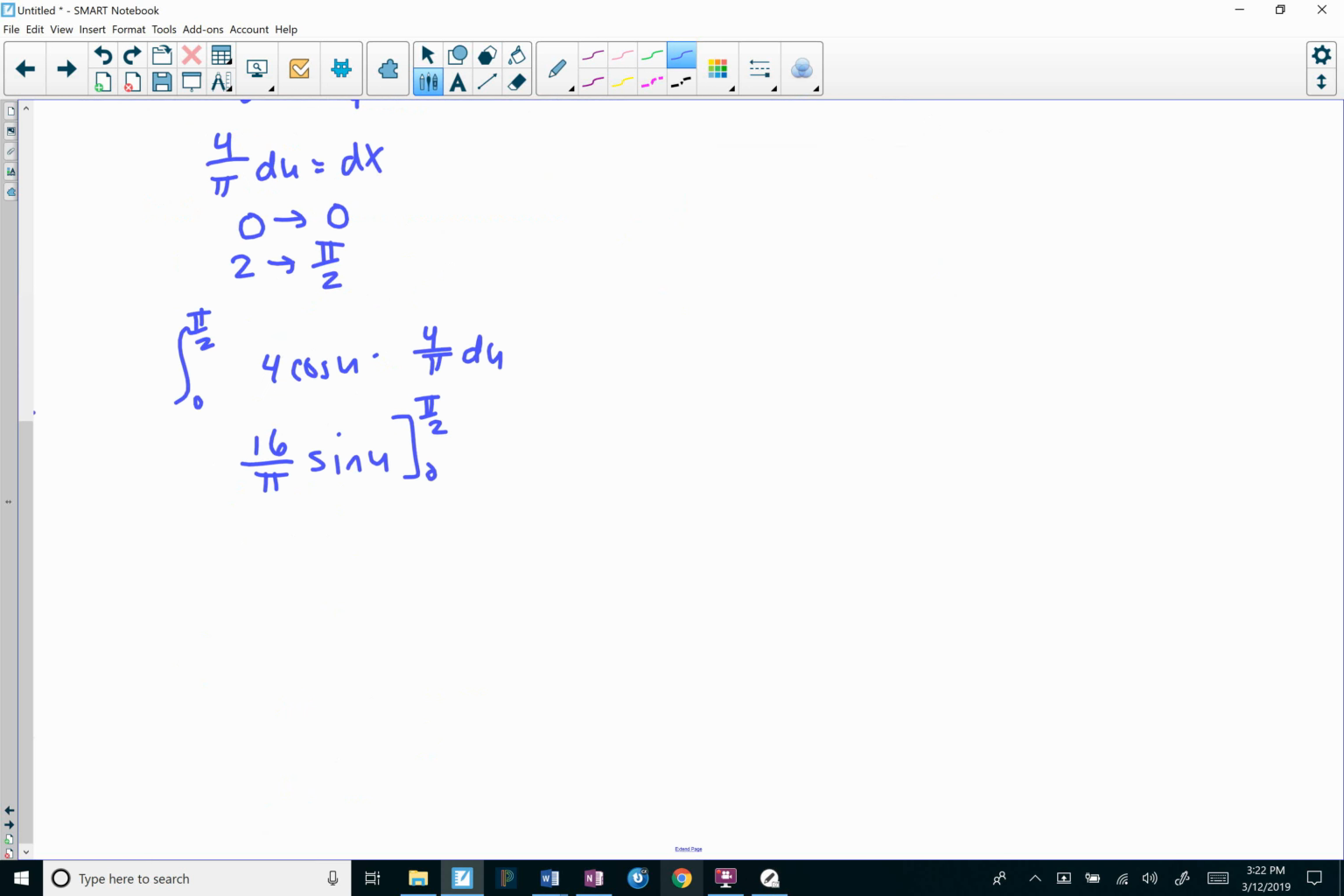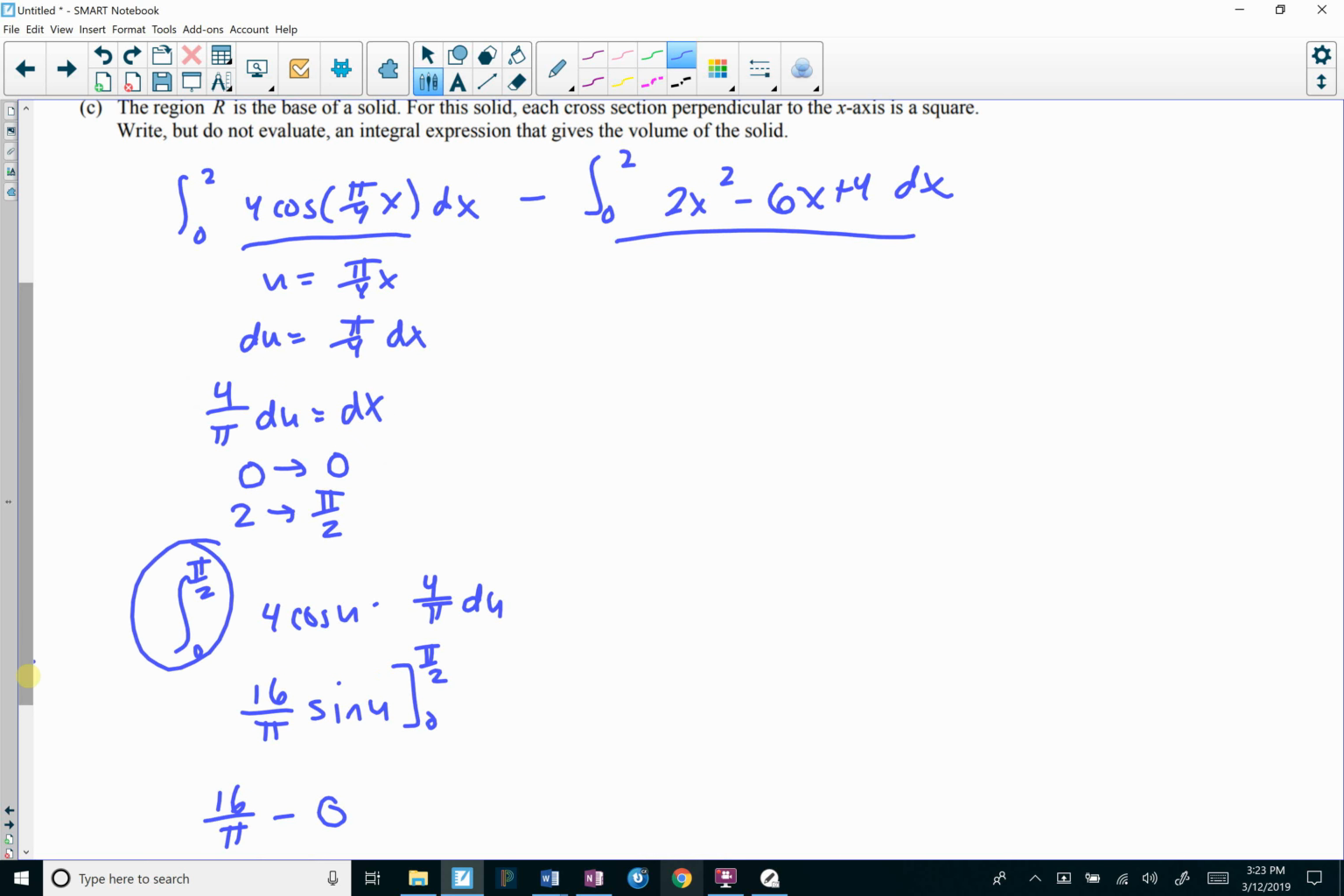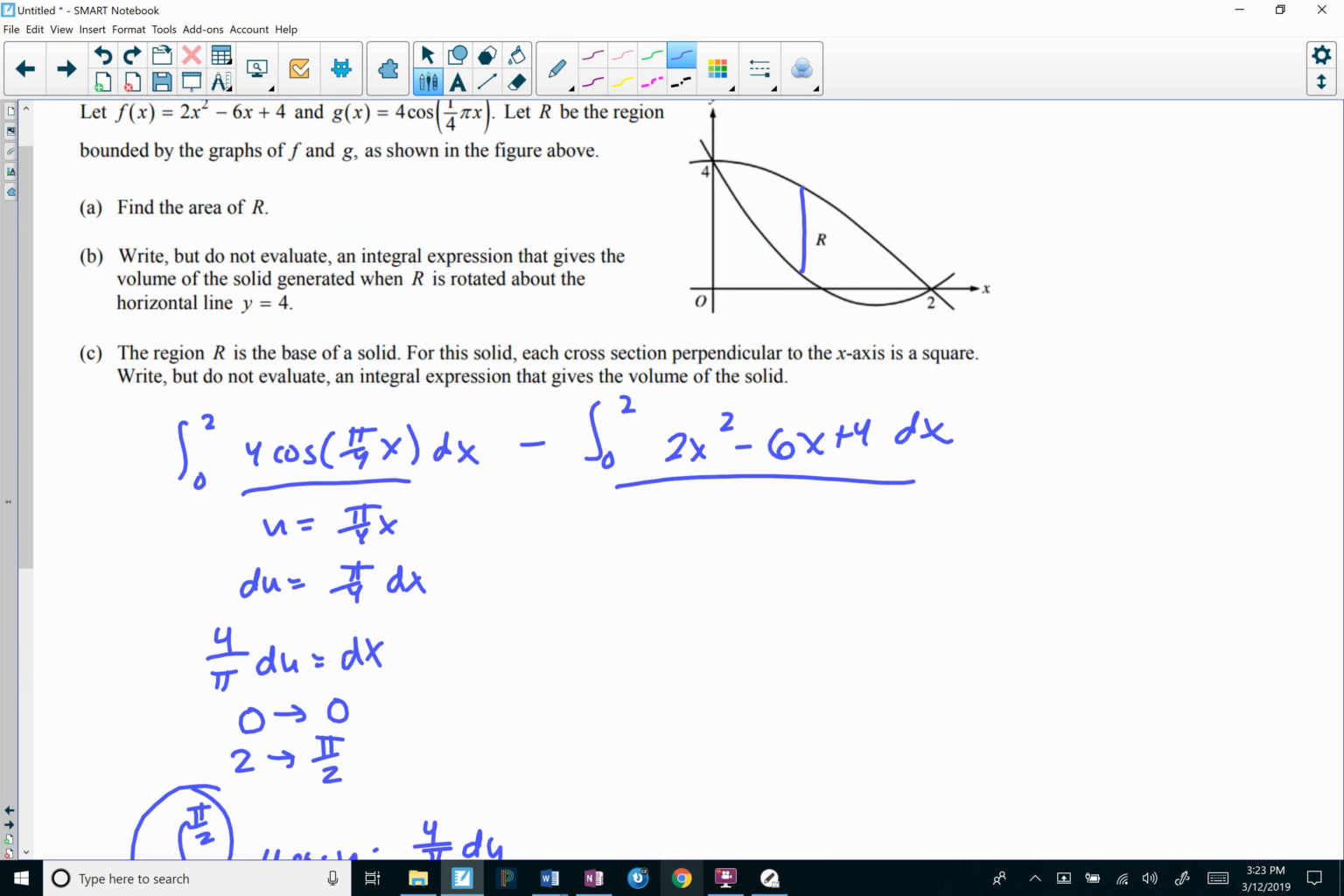Scroll down a bit. Plug in pi over 2, sine of pi over 2 is 1, so I have 16 over pi minus 0. So I just have the 16 over pi there. So see why I had to split it into two? Because my interval changes when I use substitution. Over here it will not. It's just a good old antiderivative. Add 1, divide. Add 1, divide.